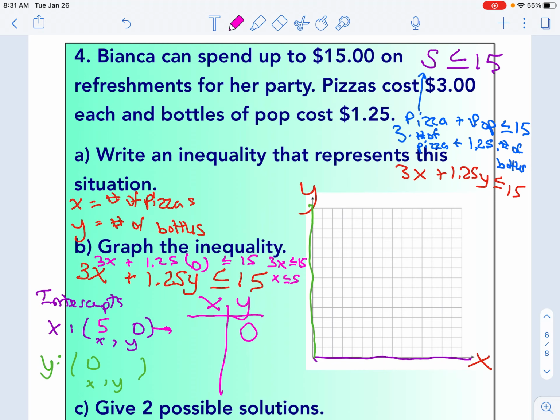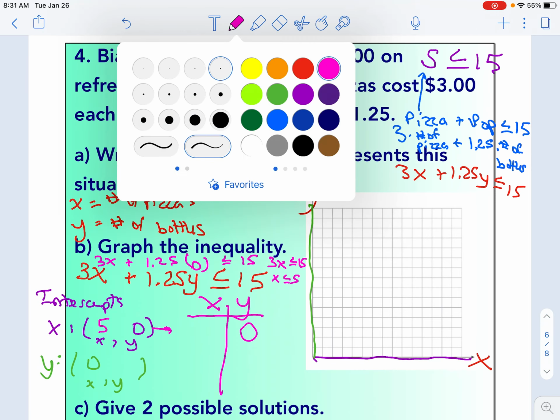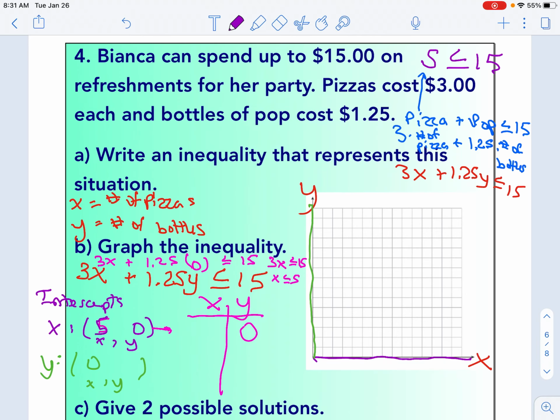So my X-intercept is the ordered pair (5, 0). So 1, 2, 3, 4, 5. My ordered pair here is 5, and I'm going by ones. You should label, because not all of your scales can go up by ones. So that's my X-intercept.